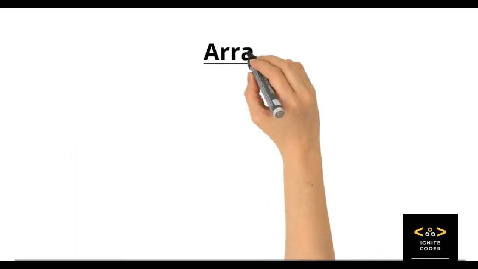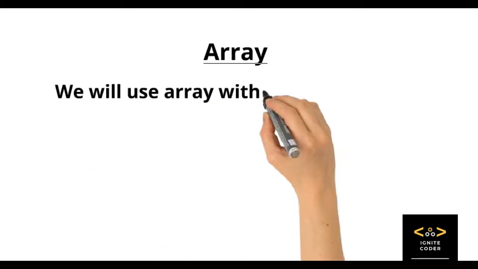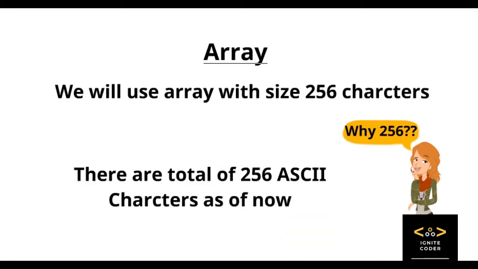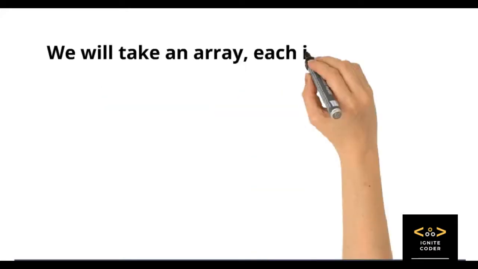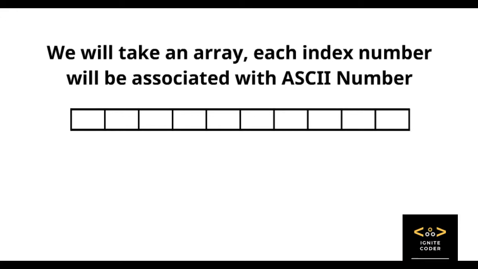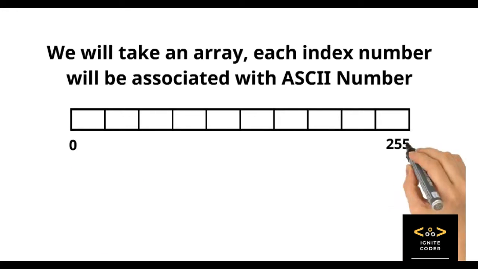In today's solution, we are using a simple array of size 256. Why 256? Because we currently have 256 ASCII characters defined. I've put a link in the description; you can go and check what all are there. When we use an array of size 256, it means that we associate each ASCII value with our index number.